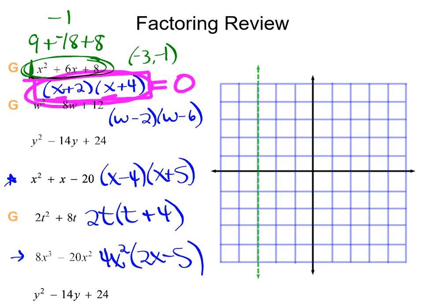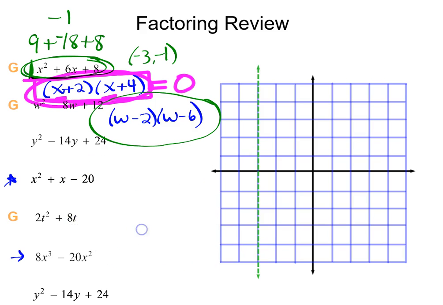Yes. So let's do this one. I'm going to erase all of this. When we look just at this one, w minus 2 times w minus 6, if we set that equal to 0, what value of w would make the first set of parentheses 0? 2. And what would set the second parentheses equal to 0? So our x-intercepts are going to be at 2 and 6.